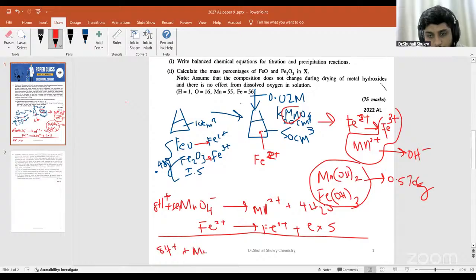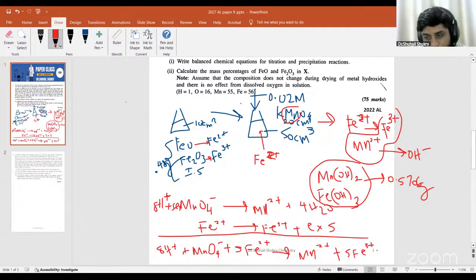If you write the balanced chemical equation, finally you get 8H plus, MnO4 minus and 5 Fe2 plus giving Mn2 plus and 5 Fe3 plus with 4 water. Okay, so this is the balanced reaction between MnO4 minus and Fe2 plus.